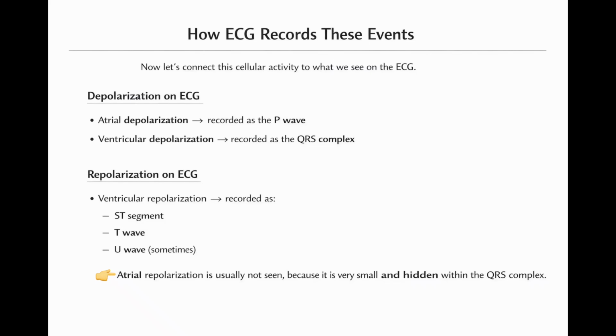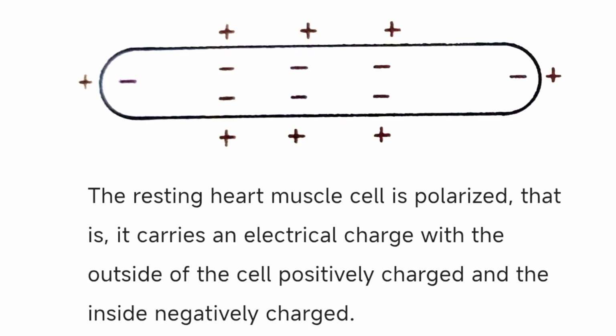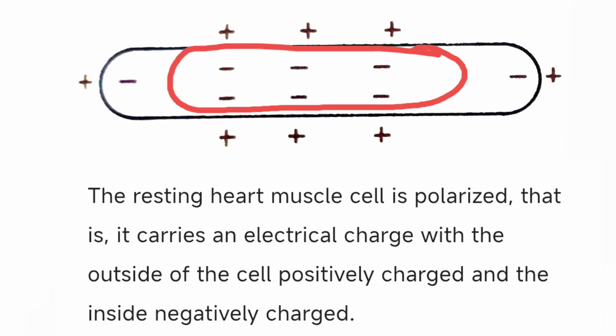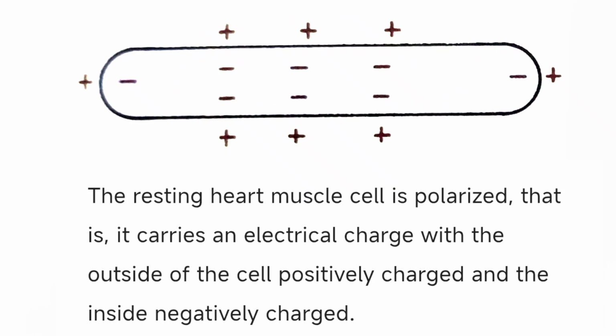Let us begin with the most important concept. A normal heart muscle cell at rest is electrically polarized. What does electrically polarized mean? The outside of the cell is positively charged. The inside of the cell is negatively charged. This creates a voltage difference of approximately minus 90 millivolts. So remember this clearly. A resting heart cell is not inactive.